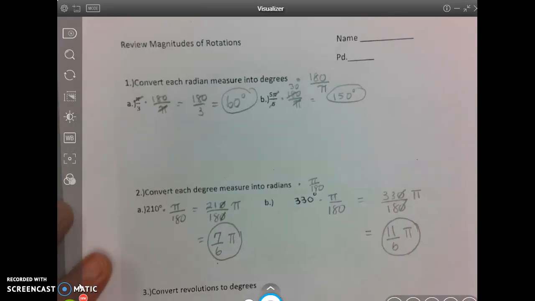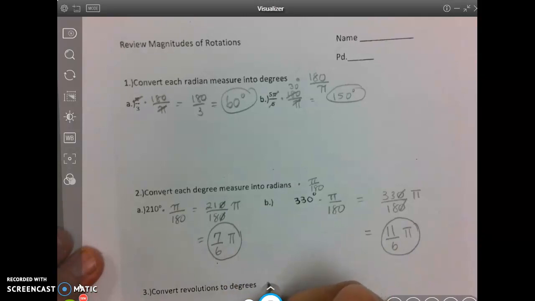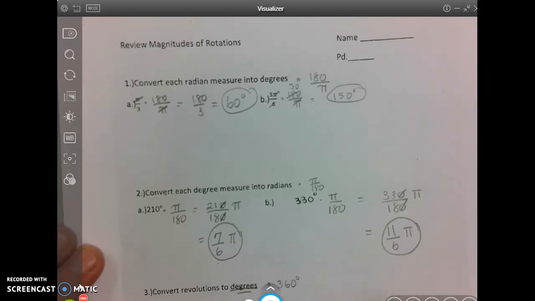Convert revolutions to degrees. That means I'm going to multiply by 360 because it's degrees. So 3/4 times 360. I know that 360 divided by 4 is 90. 3 times 90 is 270 degrees. Again, you could put this in your calculator. 1/3 times 360, I realize, is 360 divided by 3, which is 120 degrees.